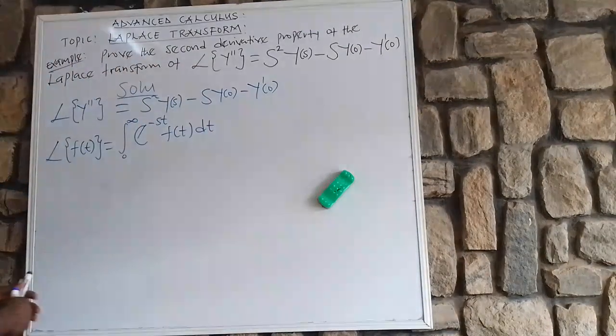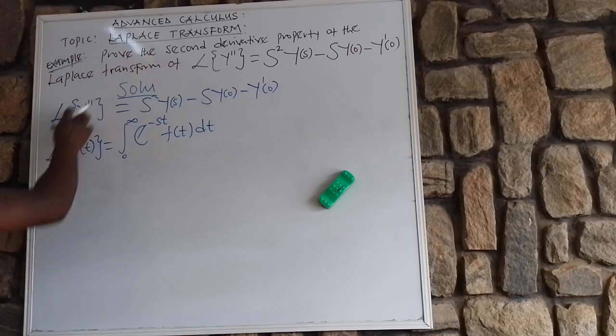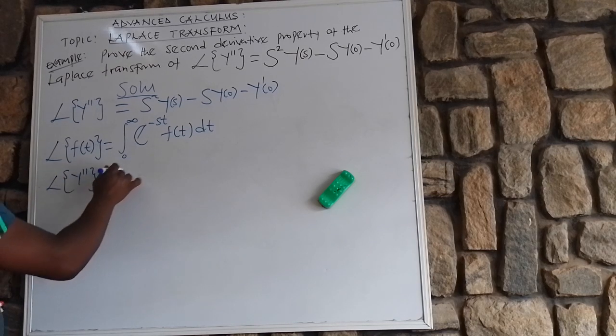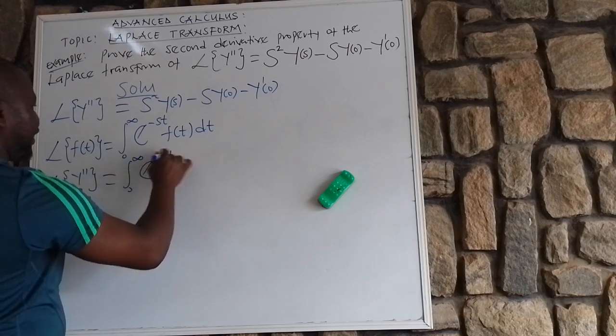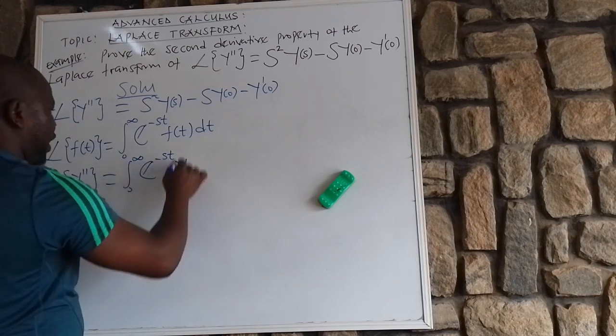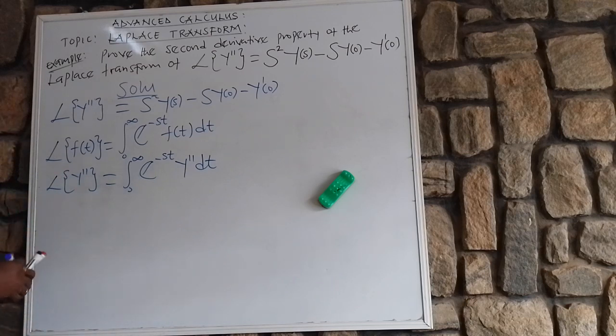Okay. So now in some textbooks you may see it this way. Here, what do you have? Y prime prime, isn't it? So now your y prime prime is your f of t. So your Laplace of y prime prime is equal to the integral from 0 to infinity of exponential minus st, instead of f of t, we write y prime prime, dt. Is that clear? It's simple as ABC.